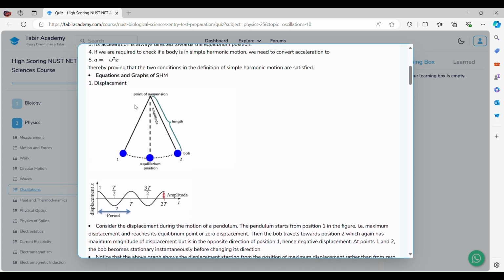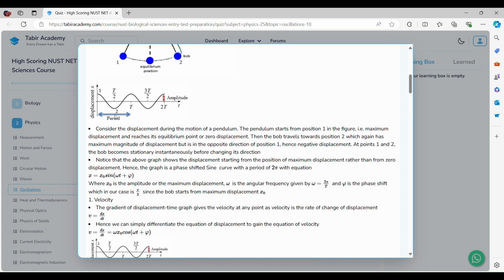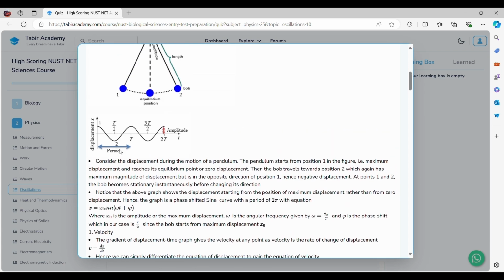तो ये आ गया आपका डायग्राम. This is the point of suspension and this is the length from the point of suspension to the bob. This is the position 1 and position 2. This is your equilibrium position in which the bob was stationary before the force was applied, and this is your amplitude. Here you go. This is a displacement and period graph. This is T over 2, T, 3T over 2, 2T. This is your amplitude, which is your maximum displacement from your mean position.